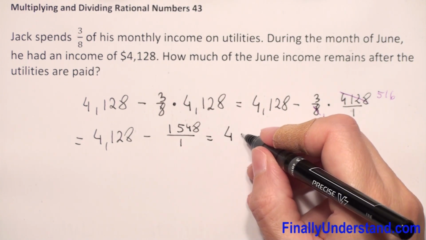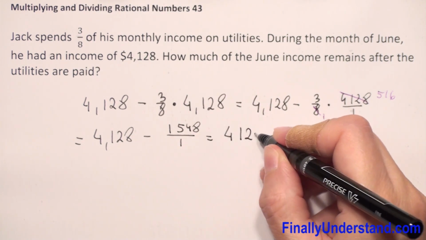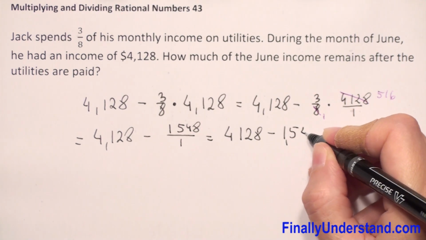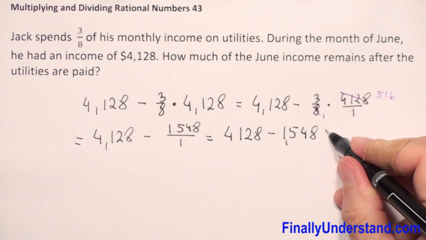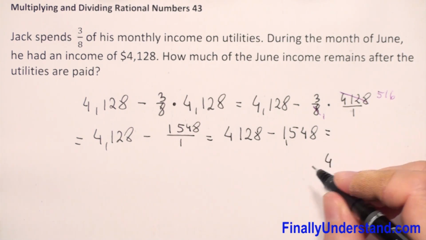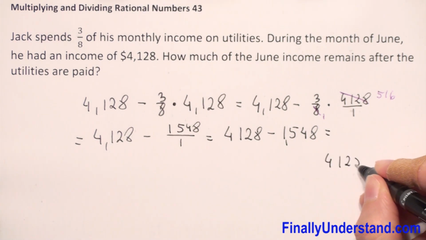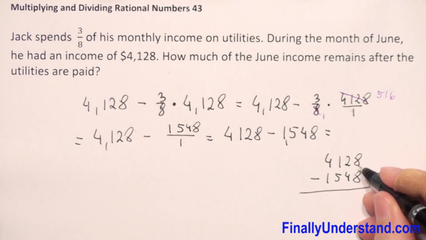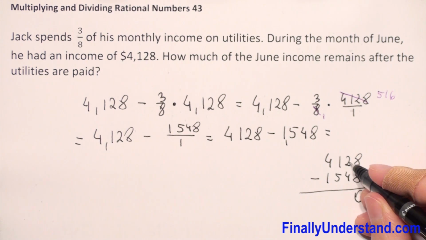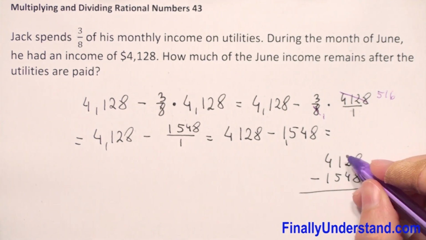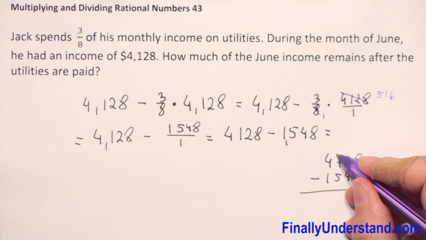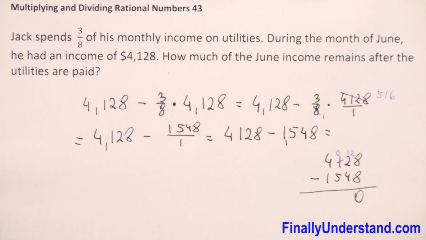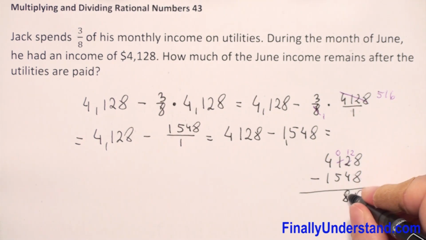We have to subtract from 4,128, 1,548. So this is equal 4,128 minus 1,548. 8 minus 8 is 0. 2 minus 4 you cannot do, you will borrow 1. So here will be 0 now, and here we have 12. 12 minus 4 is 8.